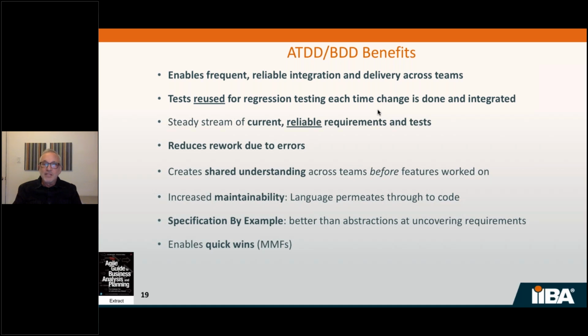We get increased maintainability because the language that we're using for the acceptance criteria is business language, and that language permeates all the way down to the actual code. So it's very easy to find areas that need to be fixed when that happens. Another benefit is that we find that specifying by examples, as I mentioned earlier, tends to be better than abstractions in working out what the business rules and requirements really are. And because we are focusing with our minimum marketable feature approach on the most valuable acceptance criteria first, this is what enables quick wins, because we're not trying to do the whole feature all at once.